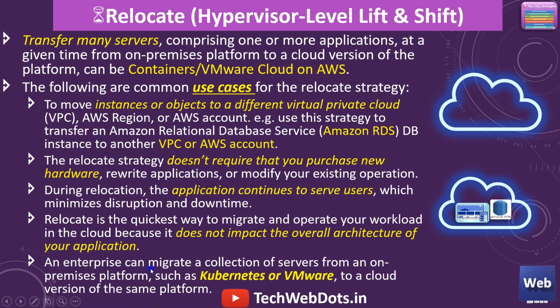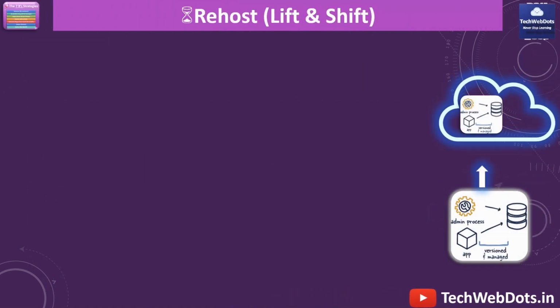An enterprise can migrate a collection of servers from on-premise platform such as Kubernetes or VMware to a cloud version of the same application. Yes, Kubernetes or VMware are those examples which are also available on-prem, and the cloud version of these applications are also available with all cloud providers at this point of time. So this is the best case for the relocate strategy.